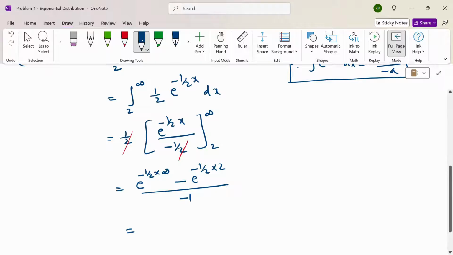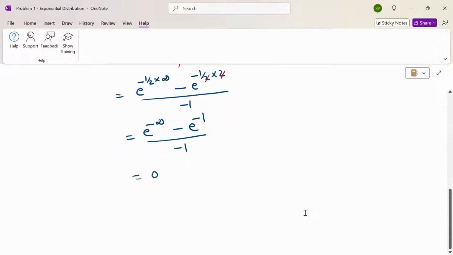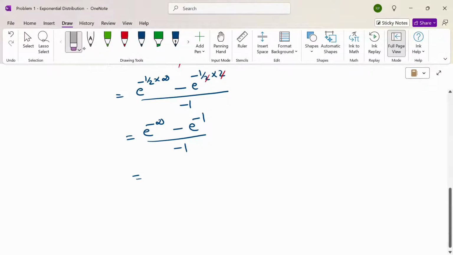Multiplying any term with infinity gives infinity, and the minus cancels with this 2. Therefore e power minus 1, divided by minus 1. E power minus infinity value is 0, minus minus becomes plus. So the value is nothing but e power minus 1. Using a calculator, the value is 0.3679. So this is x greater than 2.